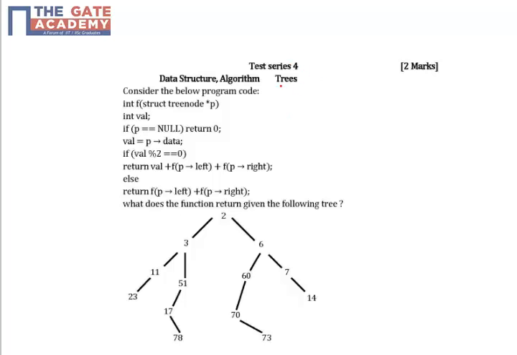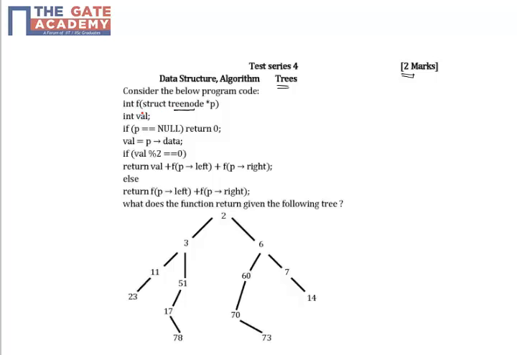Hello students. So this is a question from trees, and it's a 2 marks question. So let's read the question first. Consider the below program code. There is a function f which is given to us. The argument of the function is a pointer pointing to a node of type tree node.